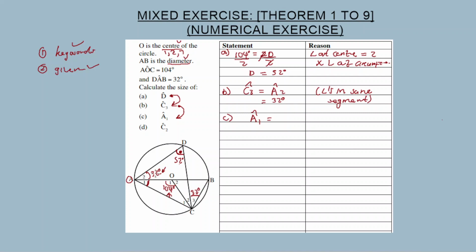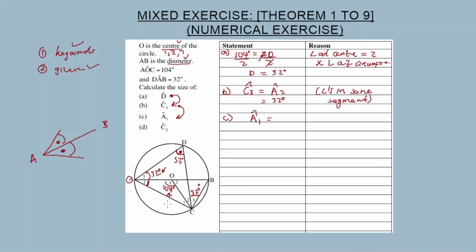Nope. Unless this line AB bisects angle A. If this angle A was being bisected by this line AB, then it means this angle is equal to this angle. Unfortunately they didn't tell us that this angle is being bisected, so 32 doesn't help us next. How about 52? Nope, there's no theorem connecting 52 to A1, right? So 32 and 52 are out of the picture.